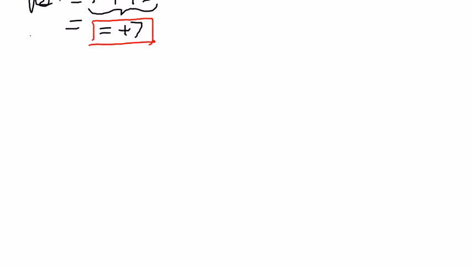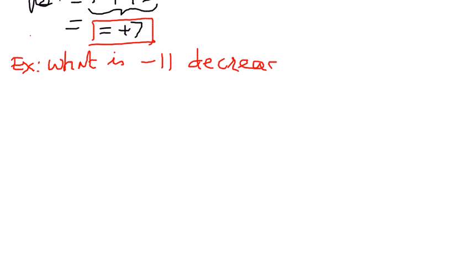Let's look at another example. In this example, we want to use a different wording to be able to describe a subtraction problem. So the problem is as follows. What is negative 11 decreased by negative 5? So how do we write this? Step 1.